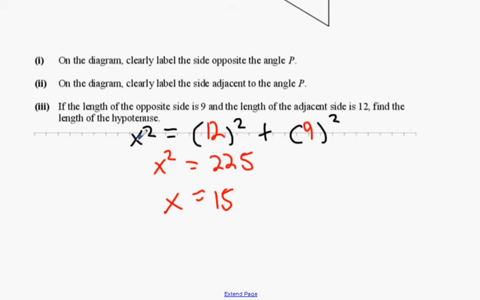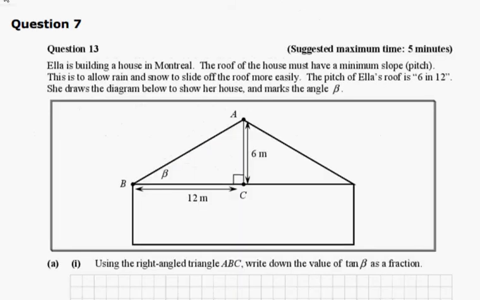Okay. Now, this one here. Ella is building a house in Montreal. The roof of the house must have a minimum slope, just to allow rain and snow to slide off the roof more easily. So look, there's some rain or snow. What you want is for this to be able to slide off the edge of the roof. Is that alright? It's pretty slick. Now, what we have next is the pitch of Ella's roof is 6 in 12.